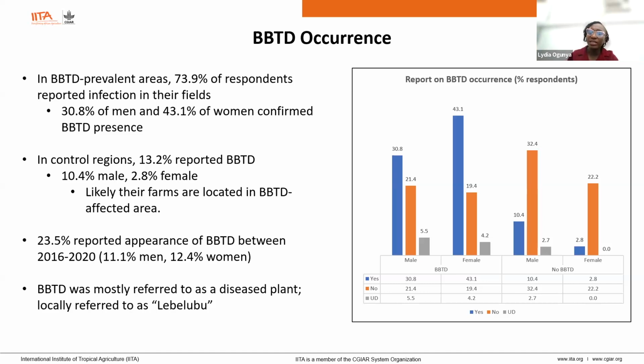And then we also wanted to note the year in which these farmers noticed BBTD on their farms. The year was between 2016 and 2020, with more women noticing BBTD. That tells us there is a probability of a huge decline in the yield experienced by the women. We also wanted to find out what farmers see BBTD as. Many of them see BBTD as a diseased plant, and locally it is called lebelubo in their language. Some were undecided; they couldn't decide whether BBTD has occurred or is occurring on their plantation.